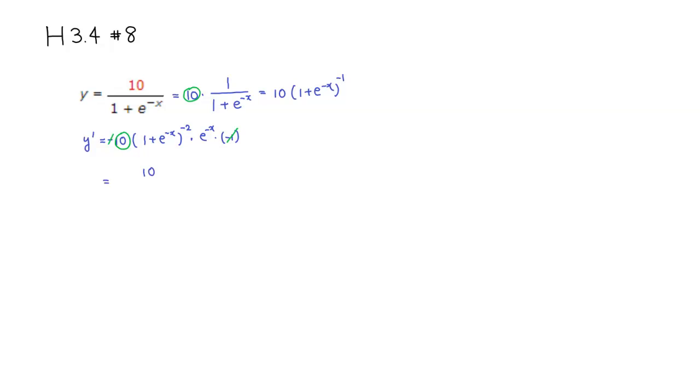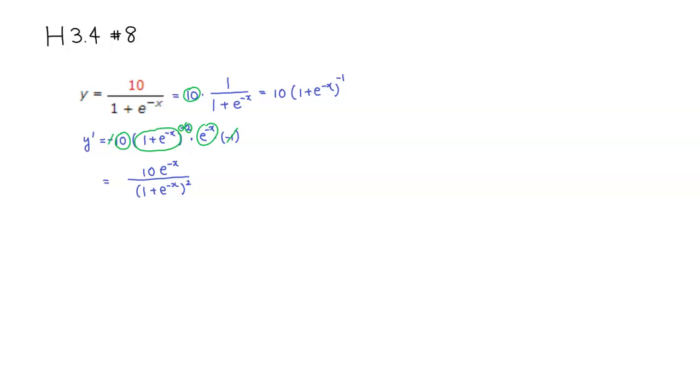We have e to the negative x on top as well. And then on the bottom, because of the negative power, we're going to have 1 plus e to the negative x. And then we'll still have to square that whole denominator, so I'm just going to put the square there. So that will be the derivative.